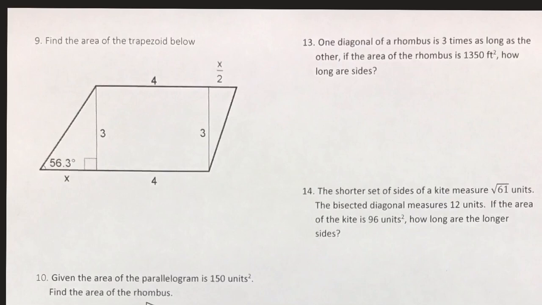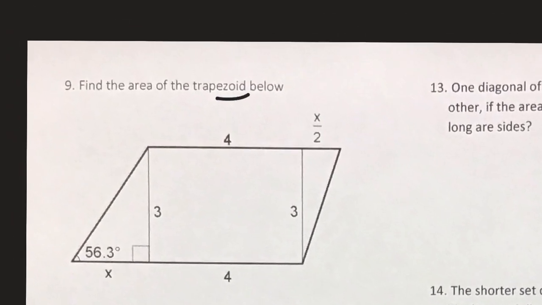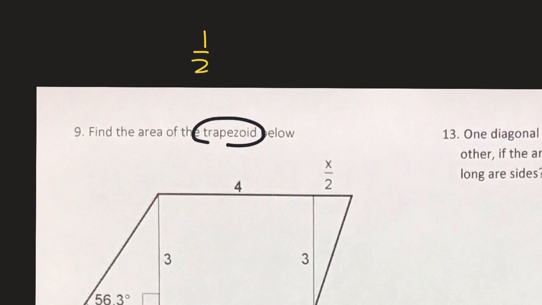So this is the second page or the back side of your review for your test that we're going to go over, starting with number 9. Okay, so we're told that in the problem, this is what kind of a shape? A trapezoid. So even though you might think it's a parallelogram, it is actually a trapezoid. So if we look at the formula for a trapezoid, that's 1/2 of base 1 plus base 2 times the height. That's how we calculate the area for our trapezoid.